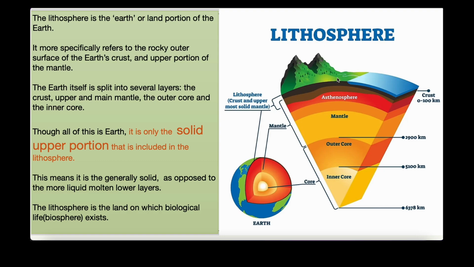The earth itself is divided into several layers: the crust, the upper mantle, the main mantle, the outer core, and the inner core. Though all of these layers are the earth, only the solid upper portion is included in the lithosphere. This means it is generally solid as opposed to the more liquid molten lower layers. So what this means is the molten liquid lower layers are not included in the lithosphere.